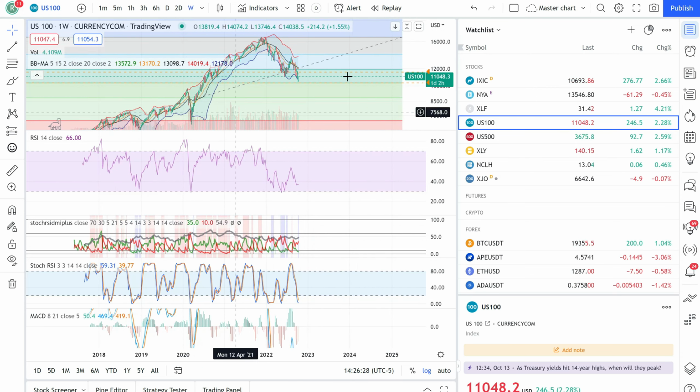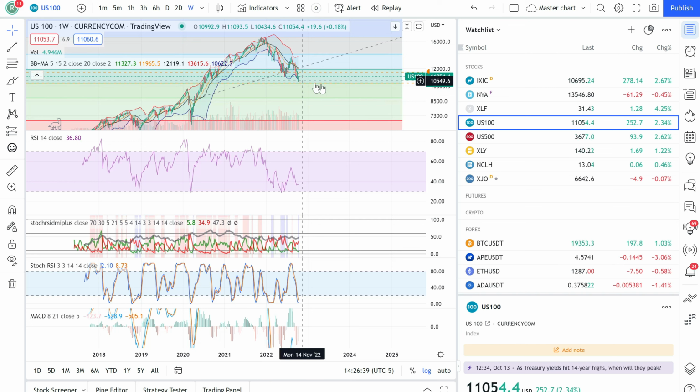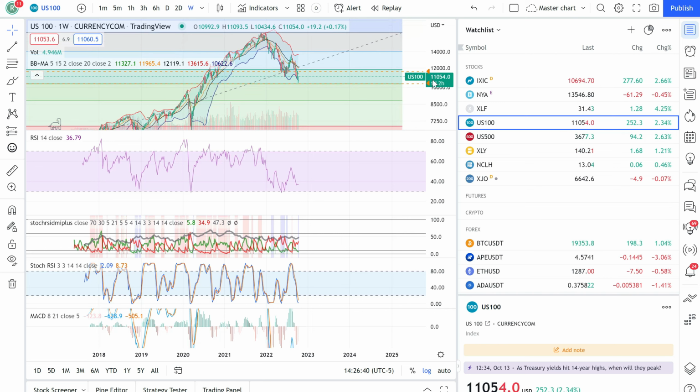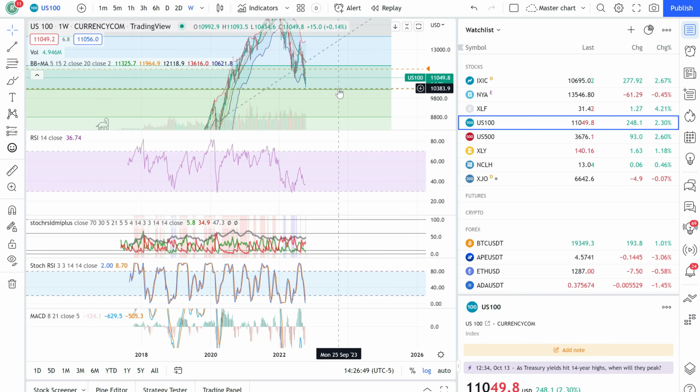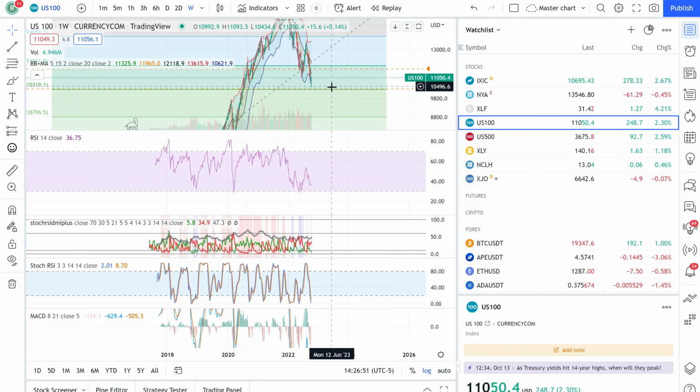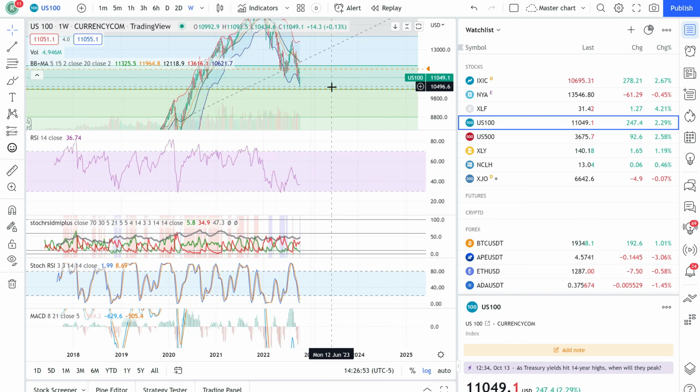Was not prepared for that. I was looking at data and I couldn't find more historical data with TradingView. So if you know of any more historical data, please hit me up in the comments, let me know. But as of now, it's hitting the 0.5 Fibonacci support line.